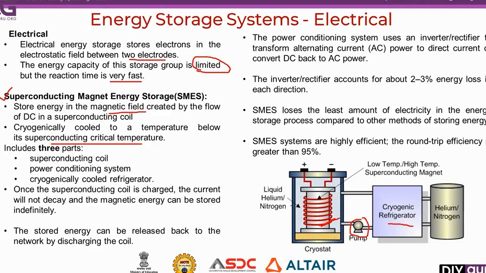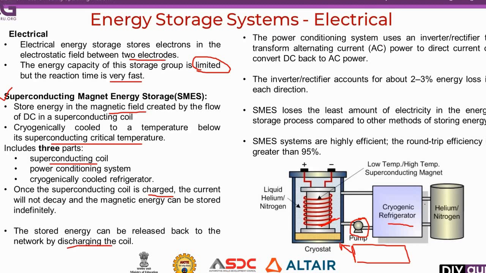As we already saw, this device has three major parts. One is the superconducting coil, second one is the power conditioning system. Actually, here we are not showing the power conditioning system, but actually this will be attached with this. Also, we will be having a cryogenic refrigerator. Along with this, we have a pump system arrangement. Once the superconducting coil is charged, this current is not decayed, and it will store energy as a magnetic field inside this container. The stored energy can be released back to the network by discharging the coil.